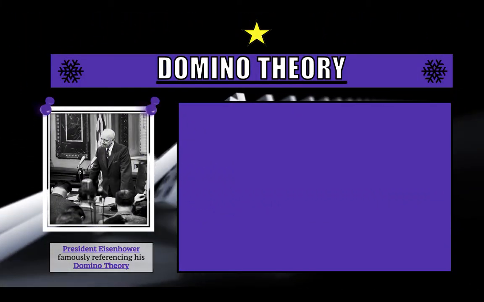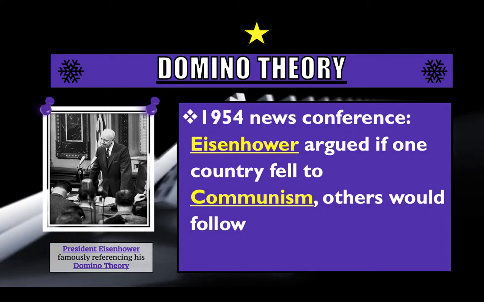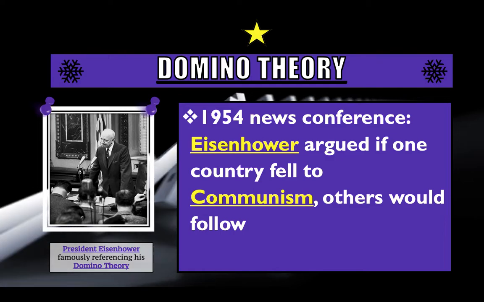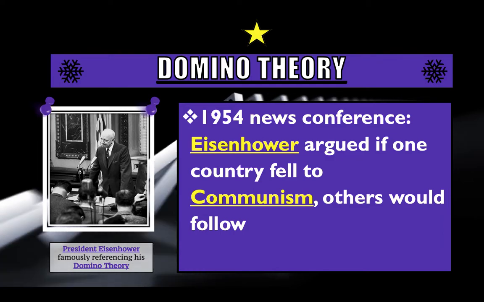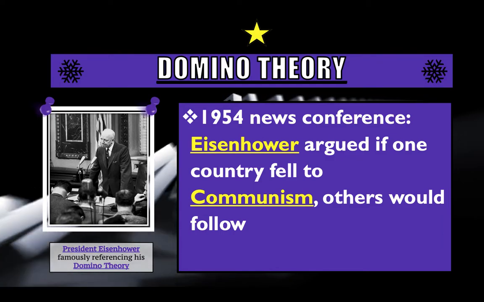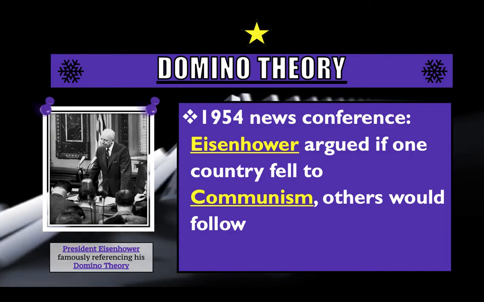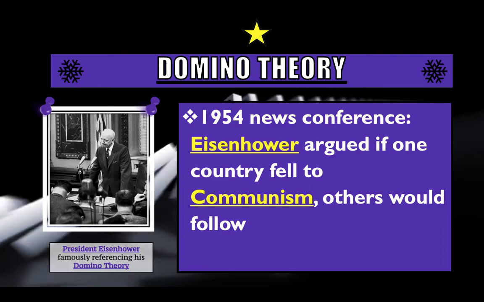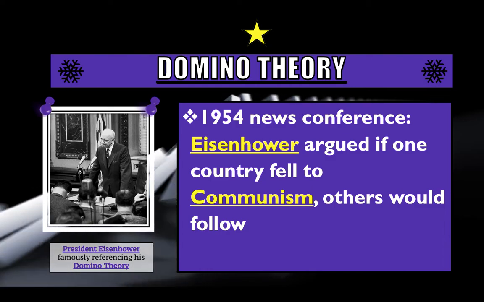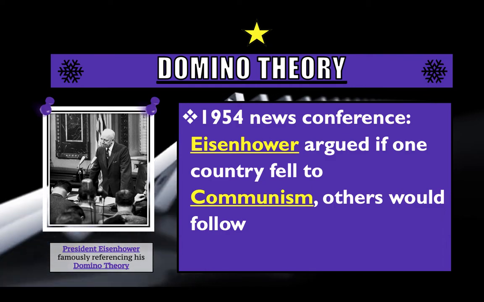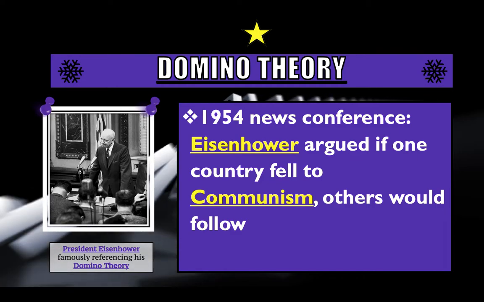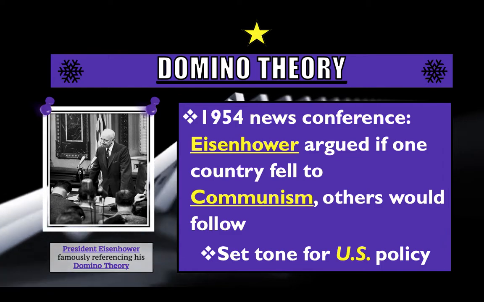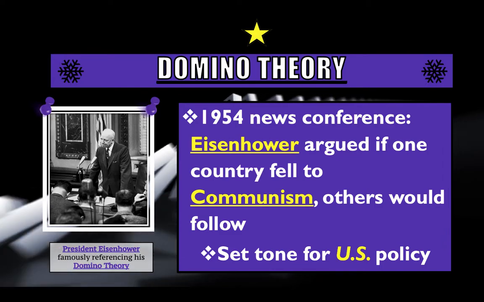So, President Eisenhower famously said in a 1954 news conference that if one country were allowed to fall to communism, it would basically create a ripple effect. He called it the domino theory. If one country were allowed to fall to communism, just like a domino, it would be pushed over, forcing the countries around it to also collapse. So this is really going to set the tone for a shift in US policy.